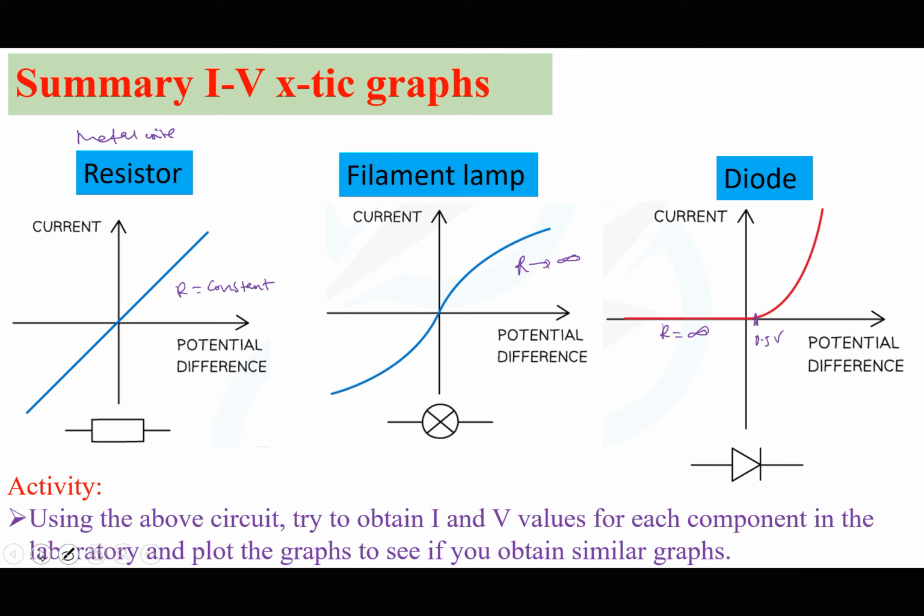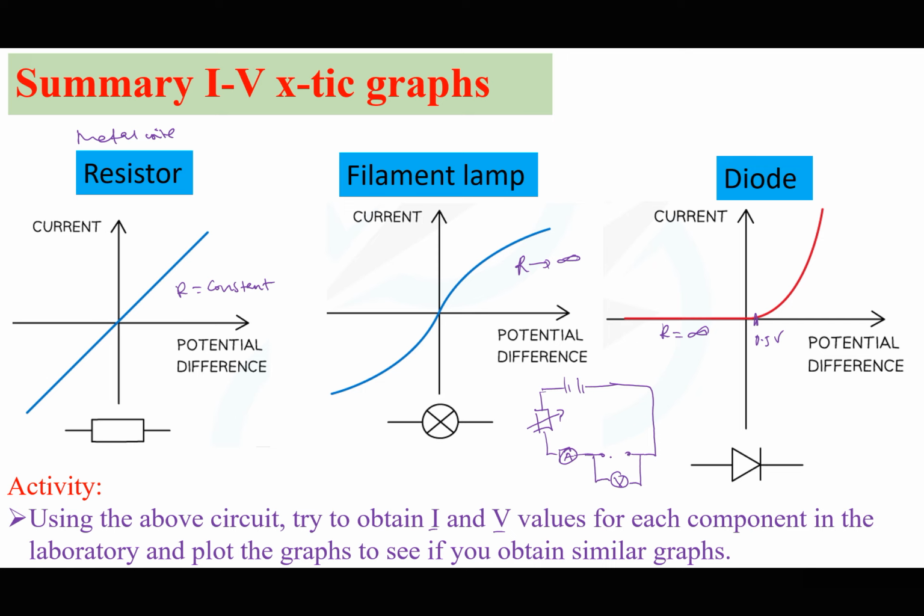So using the above circuit, try to obtain the I and V values for each component in the laboratory and plot the graphs to see if you obtain similar graphs. Of course you must be able to draw the sketch or the circuit diagram which we have been using. It has a power supply, it has a variable resistor, it has an ammeter. Then you can put here the component you are trying to investigate, and then you must put a voltmeter across it.